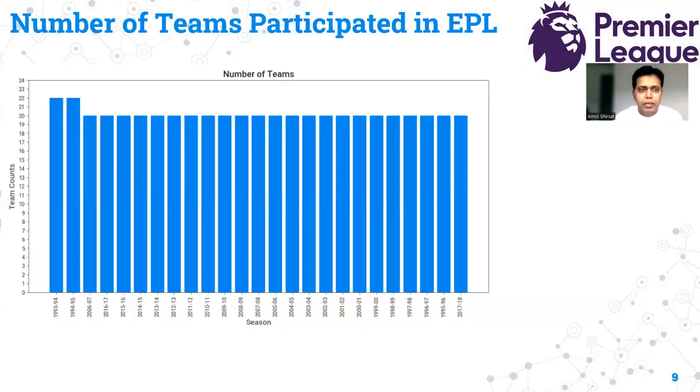Like we have seen that initially in the first 2 seasons there were more matches, and we can see that the number of teams was initially 22, and after these 2 seasons the number of teams is 20. So that's the reason the number of matches for the first 2 seasons was more compared to the rest of the seasons. Later on the team size was restricted to 20 teams, and the matches were 380 respectively for each season.